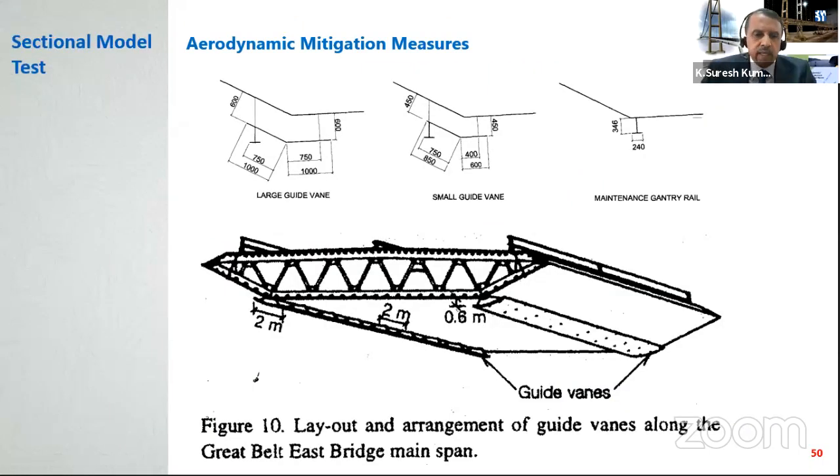Gate vanes have been used in certain bridges, and the Great Belt East bridge is where it is being used. So there are lots of other techniques. I'm not going through the various techniques, but basically you want to get a good aerodynamic shape. Fairings have been widely used in many existing bridges today.